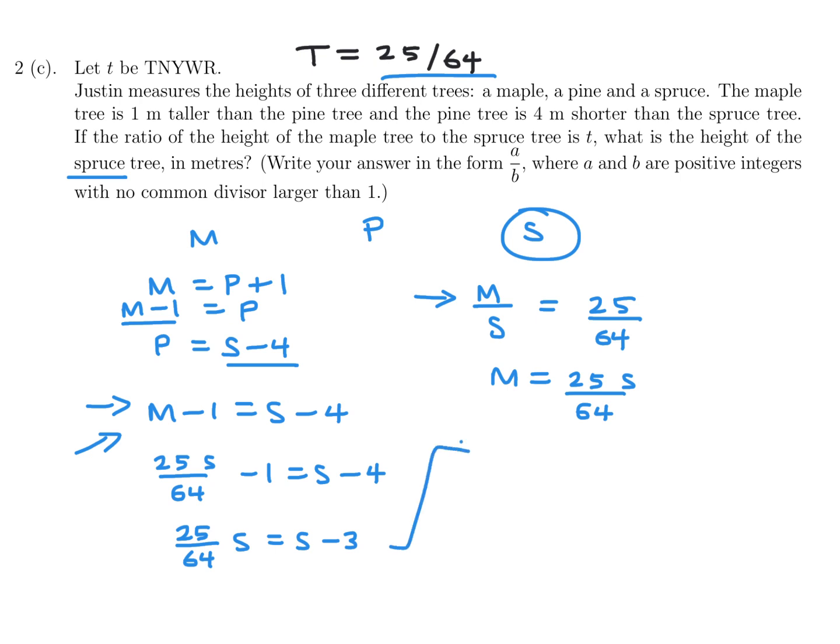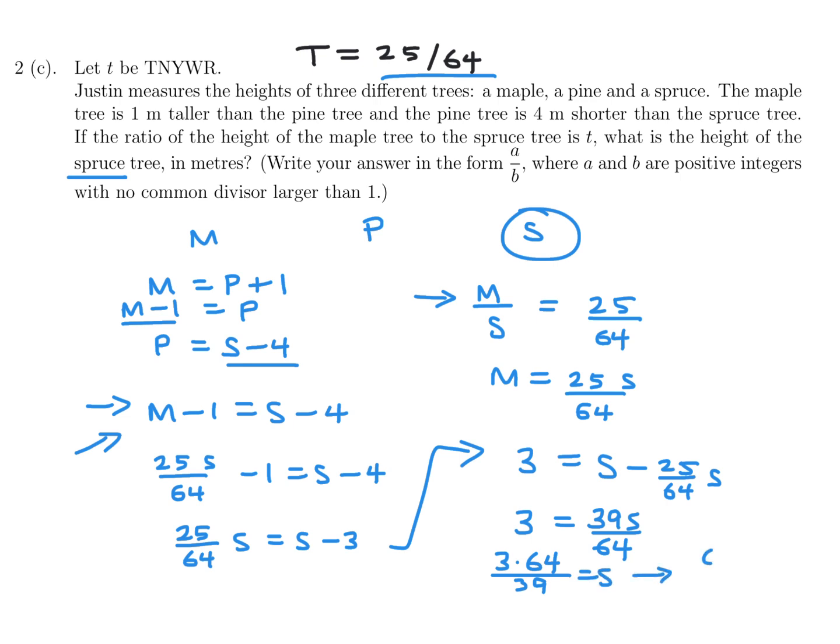Let's see here, put the 3 over there, so it'll be s minus 25 over 64 s. And then that would be 39s over 64. And that means it'd be 3 times 64 over 39 is s. And then in lowest terms, 64 over 13, I believe. 64 over 13. Yeah, I think that, well, 13 is a prime, so yeah, that's in lowest terms. So there you go. That's the answer.